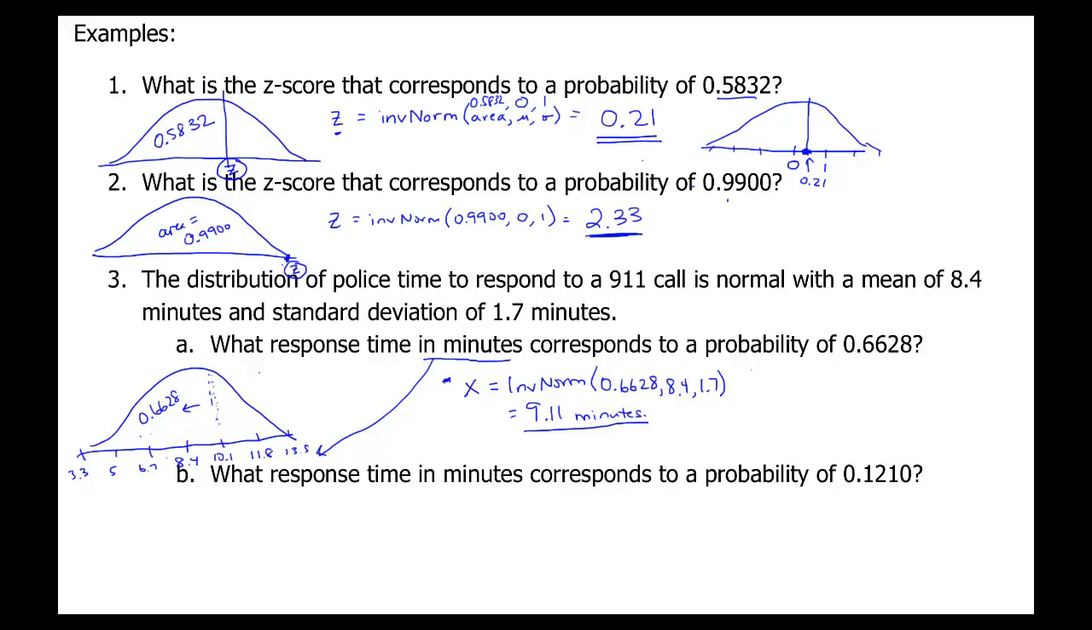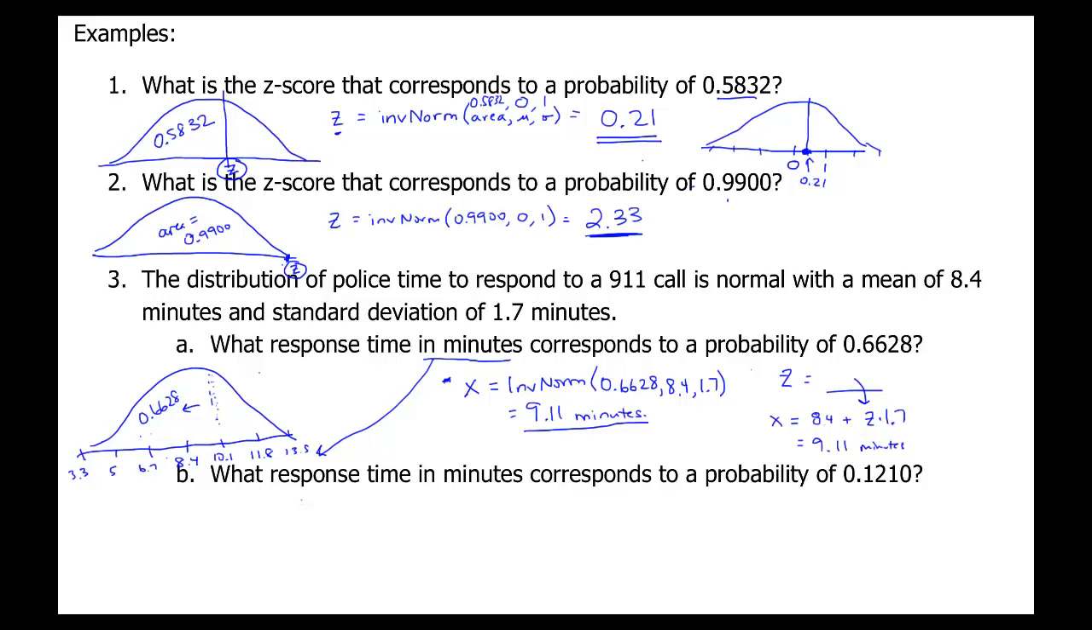If you were using the table it would give you a z-score. So if you looked up 0.6628 in the z-table and you got some value for z that corresponds to that, you would have to plug that into the equation. X equals the mean plus z, whatever number that would end up being, times the standard deviation of 1.7. And when you did that, you'd get approximately 9.11 minutes. And again, I'll show you how to use the table to do that kind of problem when we're all together in class.